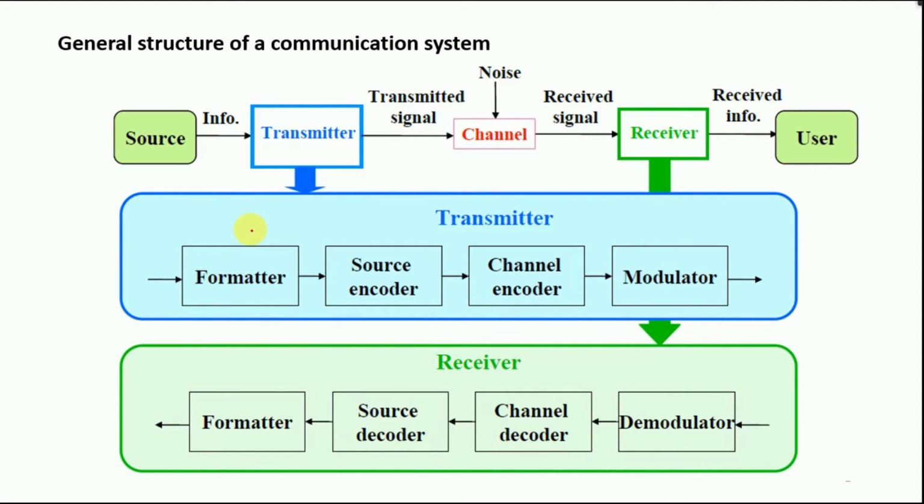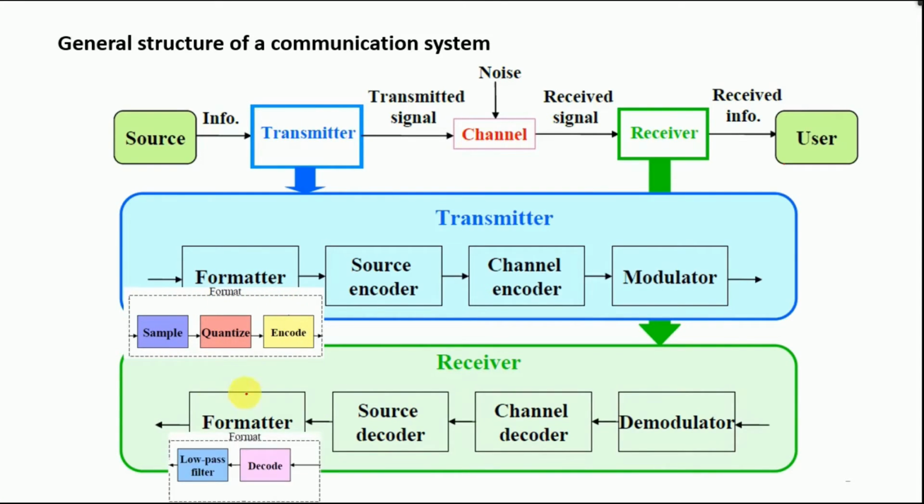As mentioned, we are focusing on the formatter herein. This formatter consists of a sampler block, a quantizer block, and an encoder block. Whereas the deformatter consists of, for the encoder, a decoder here, and for the sampler, a low pass filter. So presently we would look into sampling and its reconstruction by means of a low pass filter.